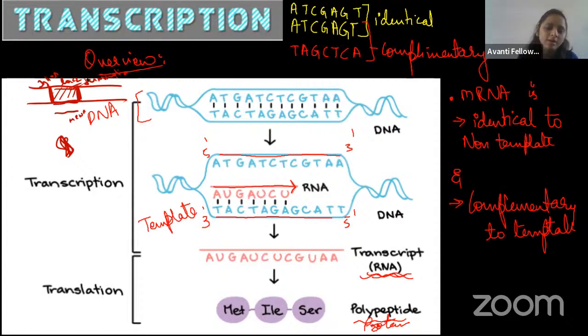So how is it going to happen? There is a double-stranded DNA, right? First, we will unwind that. See, observe here. There is an unwinding happening here, right? So see here, there is a double-stranded DNA.